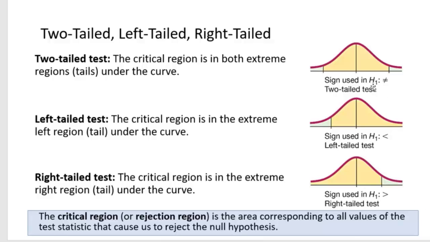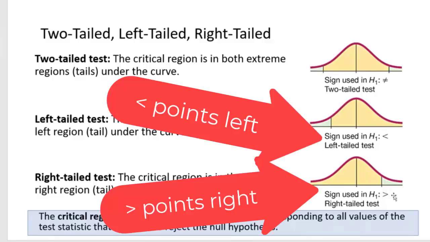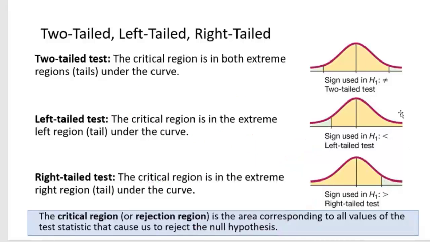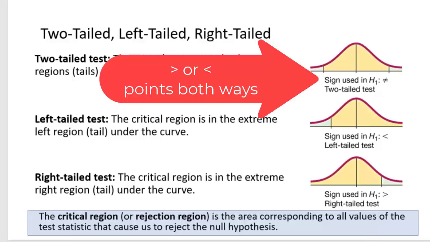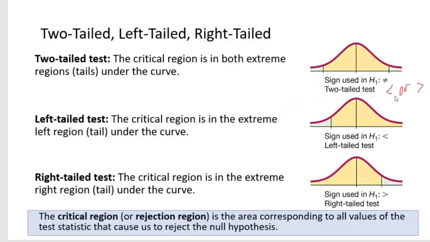Now you can see over here the alternative hypothesis symbols have to do with which kind of test you have. Notice that this symbol points to the right, and that's a right-tailed test. When it's not equal to, that's what that really means. If it's not equal to, then it's either greater than or less than. And when you think about both of those symbols, that's why we have both sections.